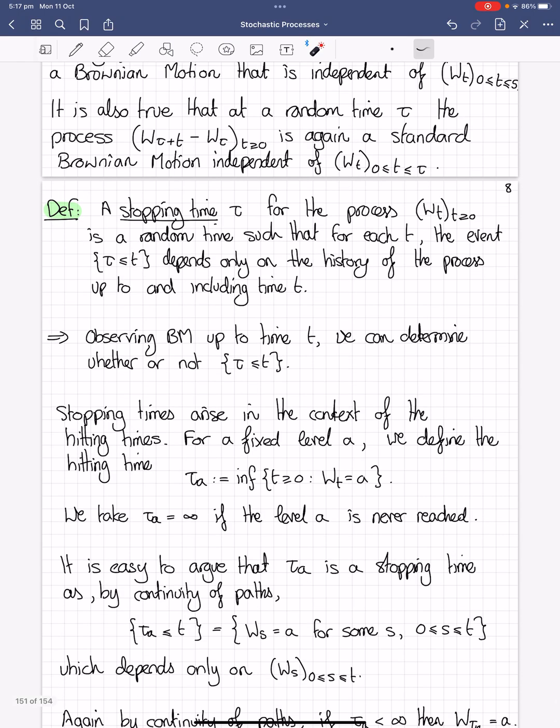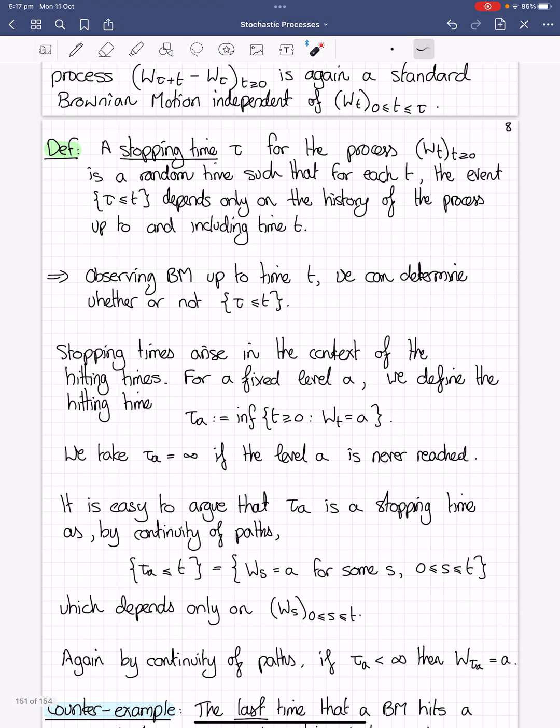Okay, so stopping times are going to arise in the context of hitting times. We've seen hitting times for Markov chains and random walks before, and we have the same concept for a Brownian motion. So we're going to set some fixed level A, and we define the hitting time of A as tau A, the infimum time t such that the Brownian motion hits level A. Now, if the Brownian motion does not hit A, we're going to set tau A to be equal to infinity by convention.